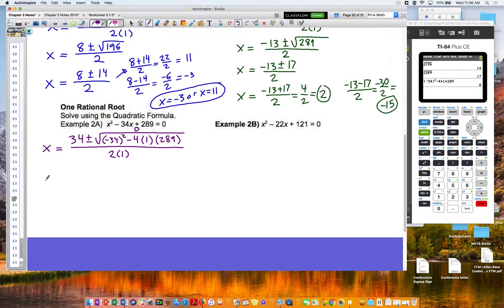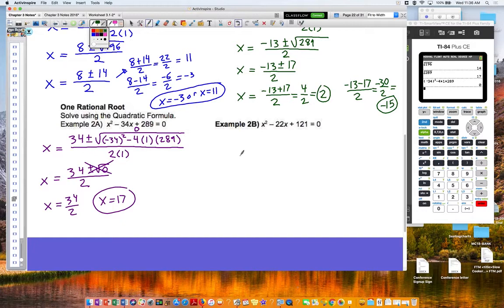So basically what I'm getting here is 34 plus or minus the square root of 0 over 2. Well, the square root of 0 is just 0. So this part crosses out. So I'm just left with 34 divided by 2, which is just 17. All right, pause the video for a second and try the second example there.